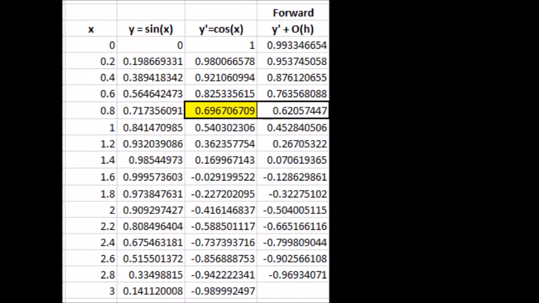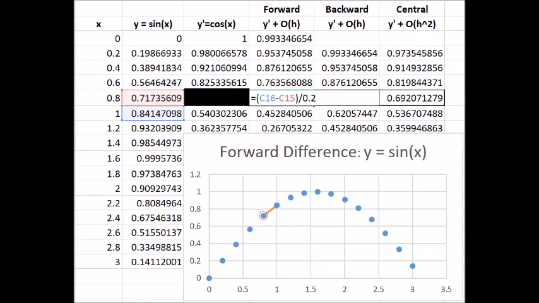Remember that the derivative represents the slope of a function. Slope is rise over run. For our example here, I have chosen x equals 0.8 to illustrate the concept. Slope is sine 1 minus sine 0.8 divided by 0.2. This quantity equals approximately 0.6205. Compare that to the exact value of 0.6967. This is called the forward difference because we went forward from 0.8 to 1. This is represented visually in the picture shown here.